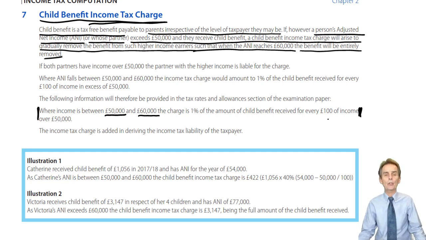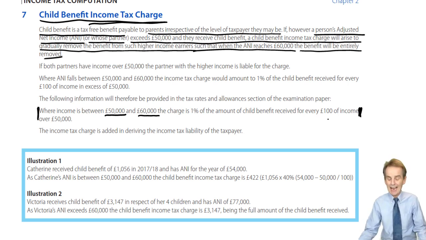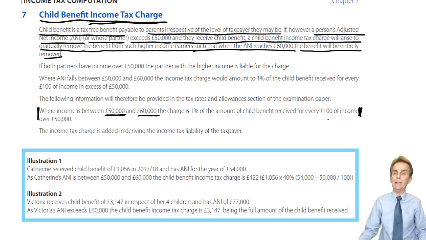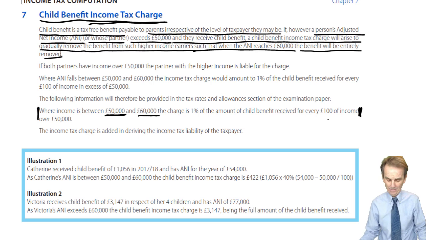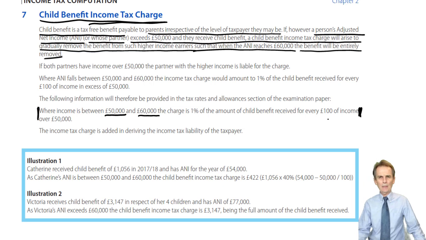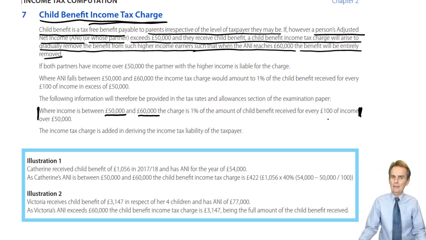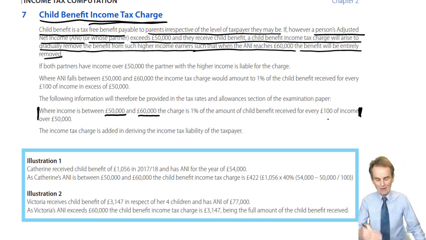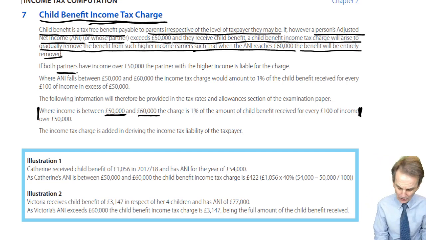That, of course, was the gross amount of either gift aid payments made or indeed personal pension contributions paid there. So again, those two figures are relevant in deriving the adjusted net income of the taxpayer. Now then, we talk about partners here, so we're not talking about necessarily married couples or civil partners, but those who live together as such. So again, we refer to this term partners.